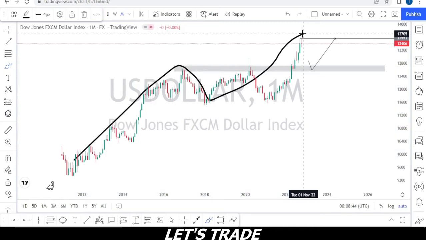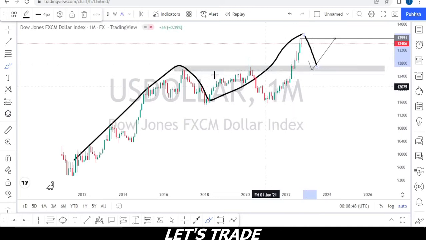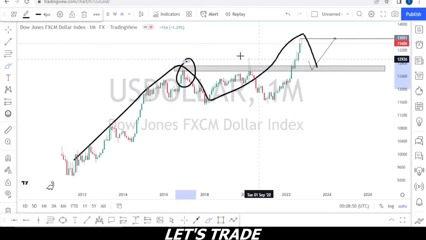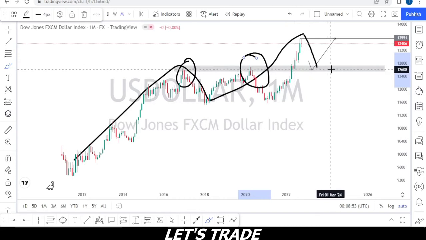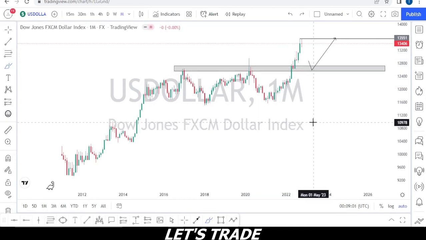So ideally, if we are to pull back, we're supposed to create what? A higher low like this. Why? Because price has tested here multiple times looking left. So technically, on the monthly time frame, we are still in an uptrend.